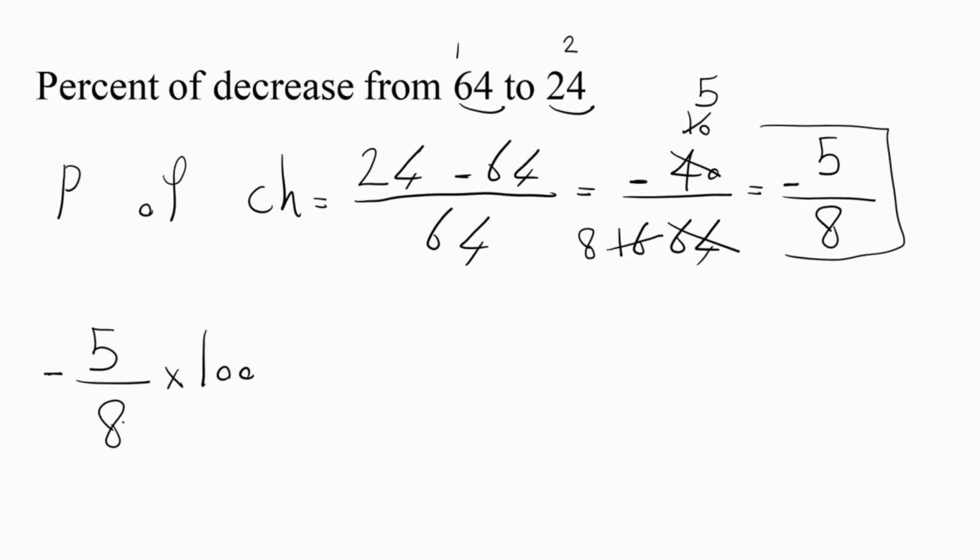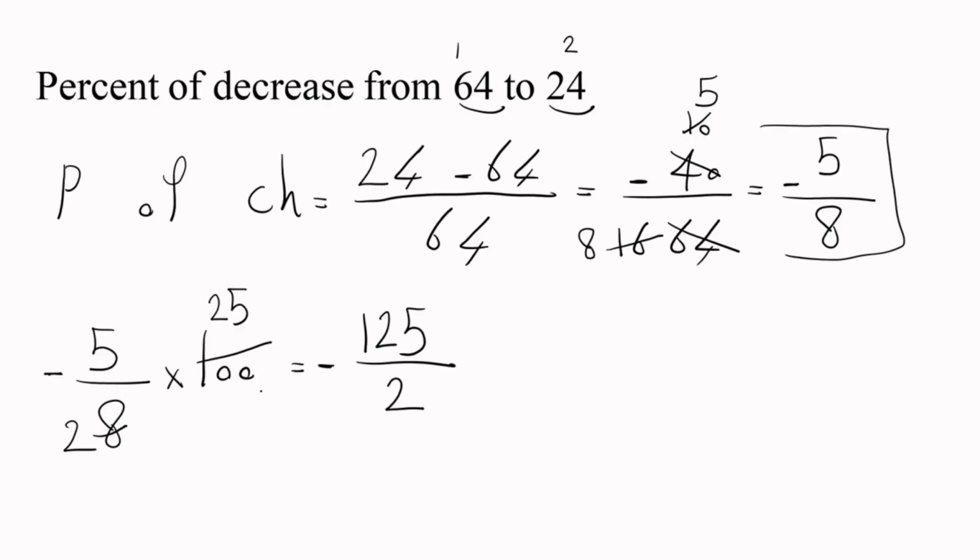Can I simplify it? Yes, I can divide this one by 4. It's going to be 2. And this one by 4, it's going to be 25. And the answer will be minus 5 times 25 is 125 over 2.